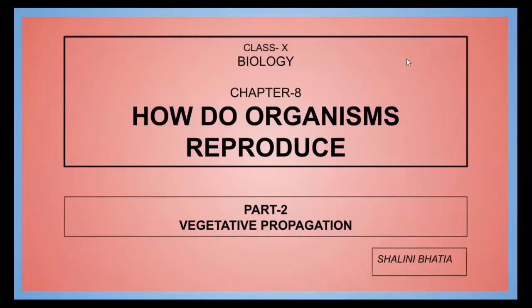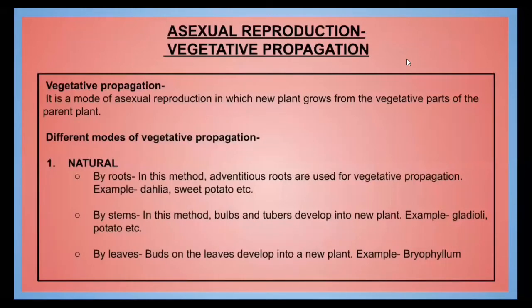So we are continuing the chapter How Do Organisms Reproduce, and today we will be studying vegetative propagation. Vegetative propagation means the method in which the plant grows from the vegetative parts of the parent plant, and we are going to divide it into two parts. One is the natural method, which means it happens naturally in the environment around us. We are able to see this on our own if we observe it.